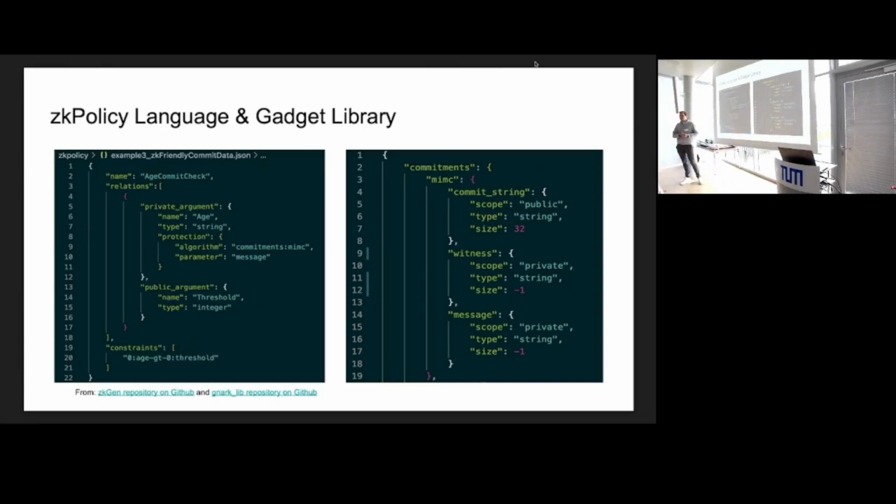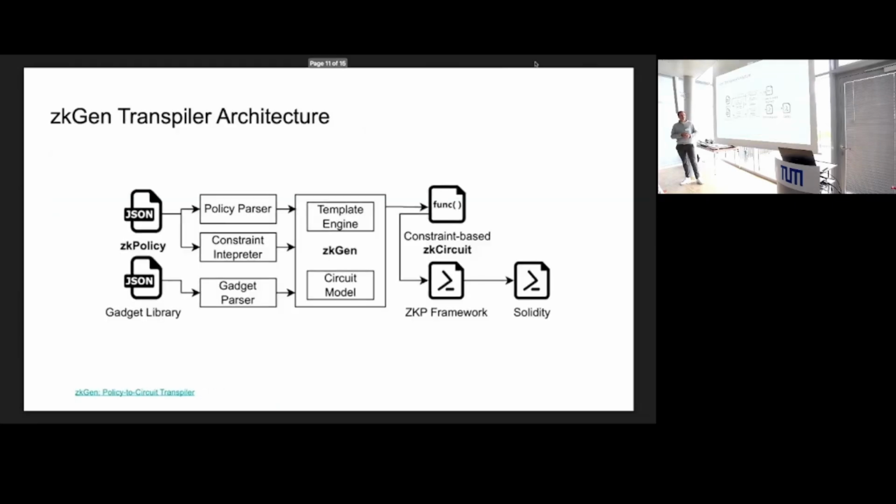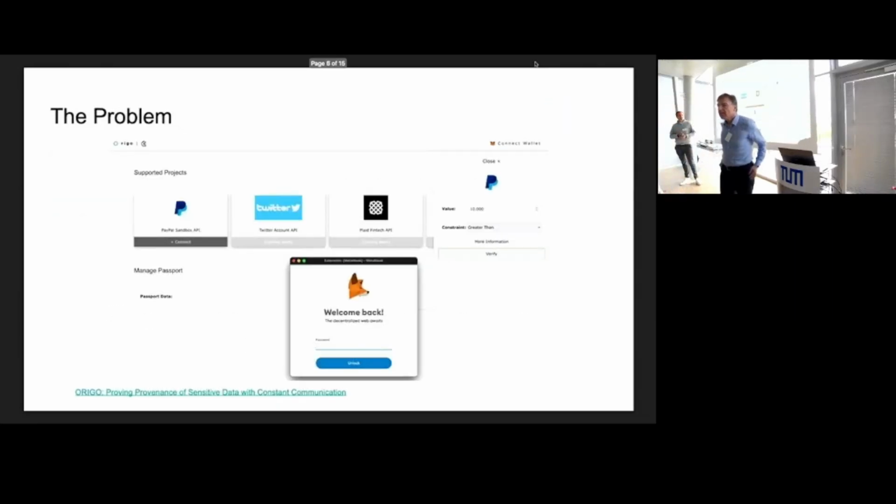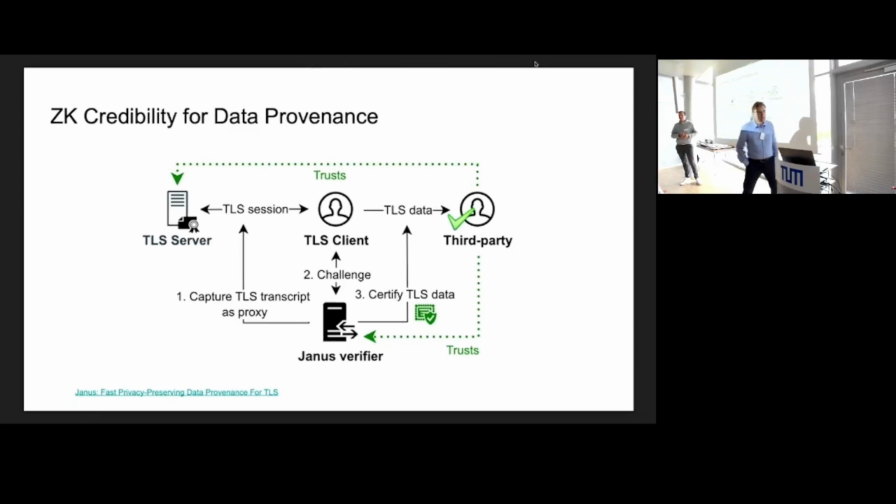There is another question. I had a question on the provenance part that you mentioned, the TLS. So how do you actually get hold of the transcript? Like how do you do this in practice? How would you deploy this? The verifier would have to, how would it tap into the session?